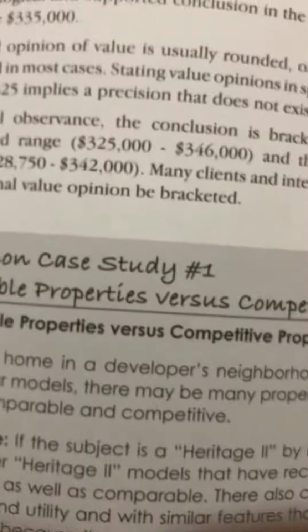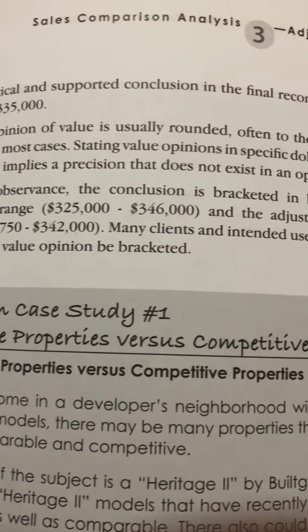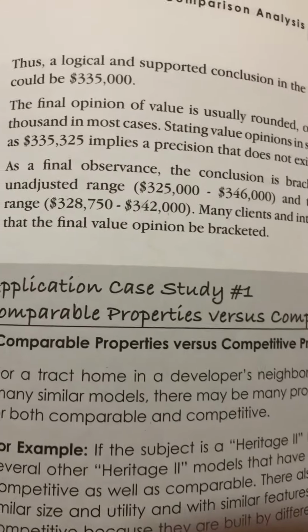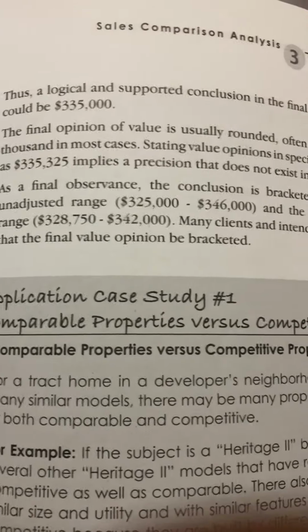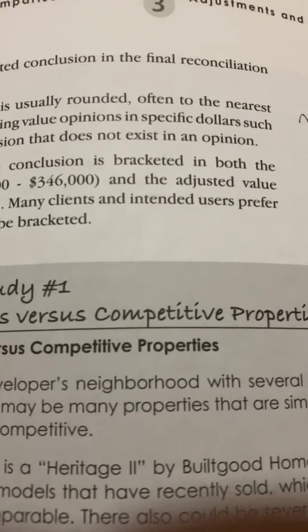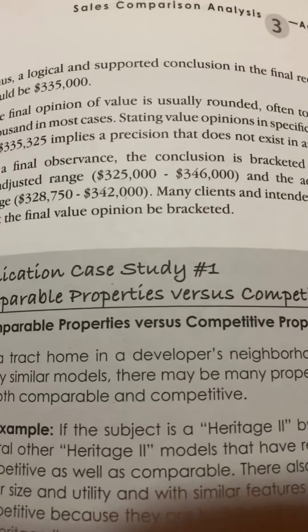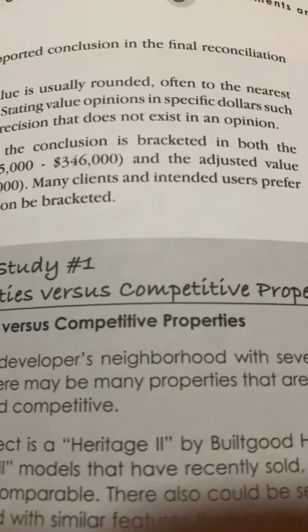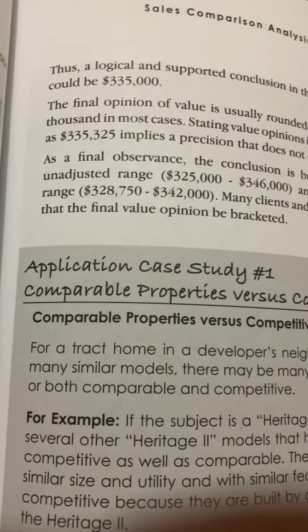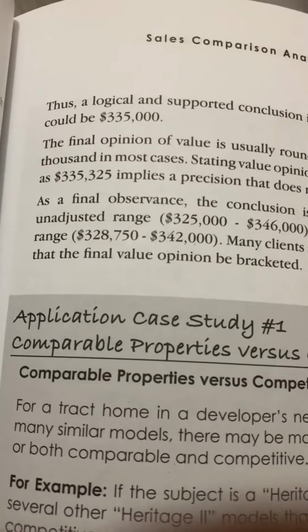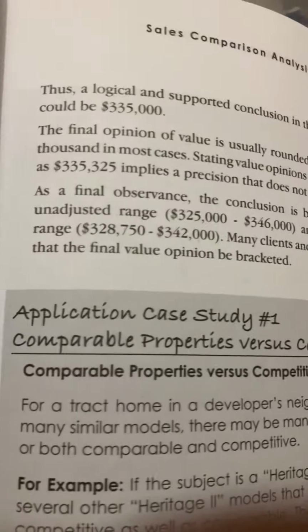Page 105. Thus, a logical and supported conclusion in the final reconciliation could be $335,000. The final opinion of value is usually rounded, often to the nearest thousand in most cases. Stating value opinions in specific dollars, such as $335,325, implies a precision that does not exist in an opinion.